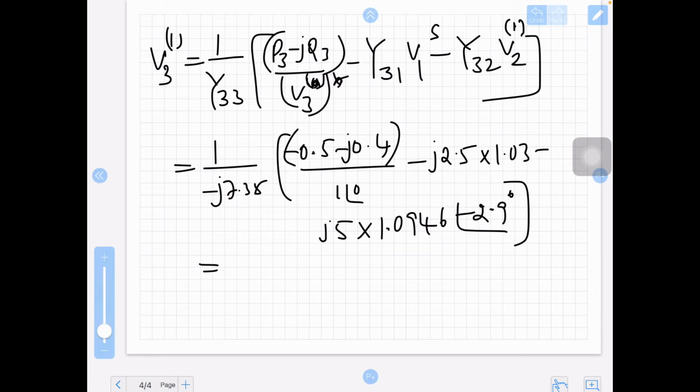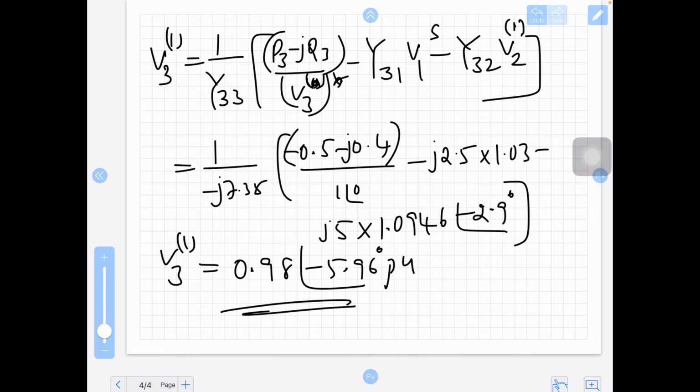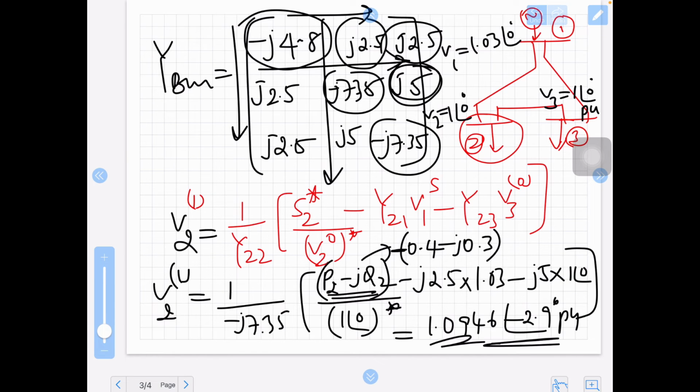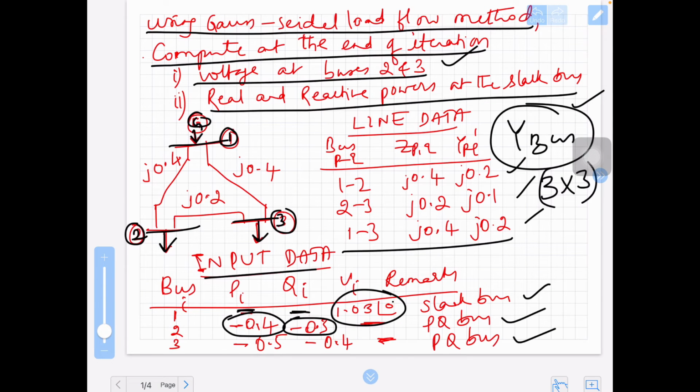So if you simplify this, you will get V3 of 1 as 0.98 at an angle of minus 5.96 per unit. This is the answer for voltage at the third bus, and the previous one was the voltage at the second bus. Before that, it was required to find the Y bus elements. So this completes the first topic, that is voltage at buses 2 and 3.